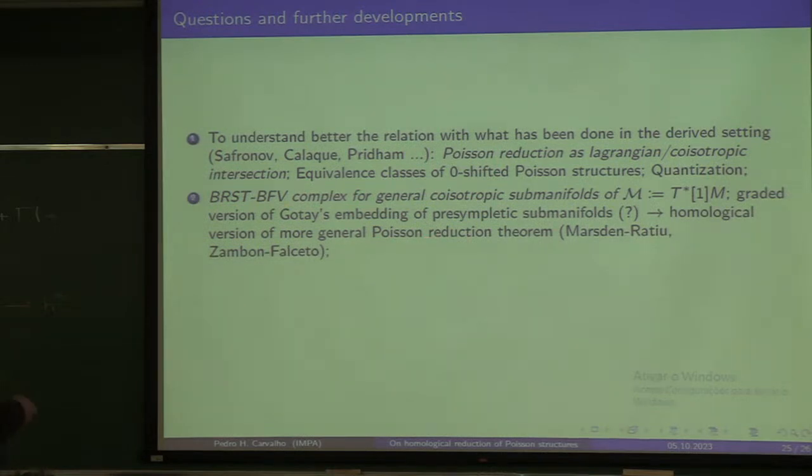You could, using these ideas of Marco Zambon and Cattaneo in this paper with graded perspective for Poisson reduction, for instance, they obtain this very general theorem, Marsden-Weinstein as presymplectic reduction of the shifted cotangent bundle. If you do that, some kind of embedding theorem of presymplectic manifolds, you could get some homological version of Poisson reduction theorem following this path. So this is just some idea.